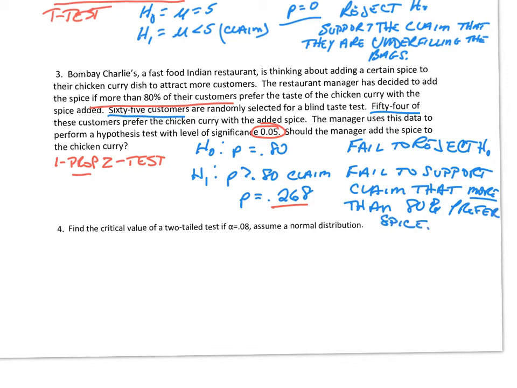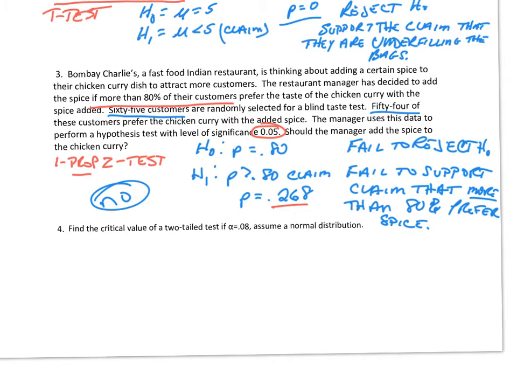So what does that mean? Should he add the spice or not? Because that's the actual question. Well, if I failed to prove that more than 80% prefer the spice, and that was my mark for decision making, then no. No, the manager should not add the spice.